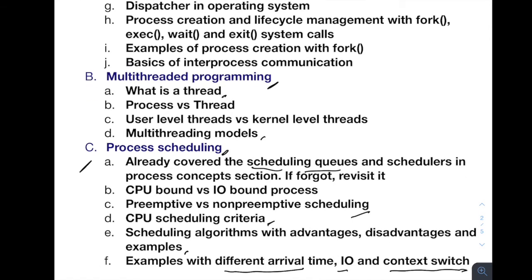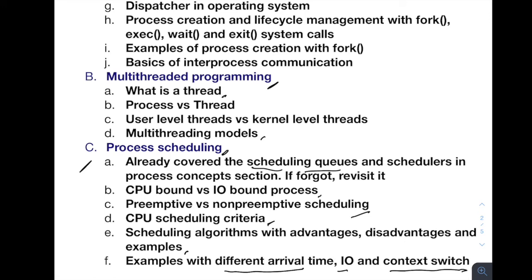Then we will start with understanding preemptive and non-preemptive scheduling, CPU scheduling criteria, CPU versus IO bound process, and at last, the most important part of process scheduling, the scheduling algorithms. We will look at the advantages and disadvantages of each of these algorithms, and also at multiple examples. So don't skip any examples, try to solve all of them. Those will be very helpful.